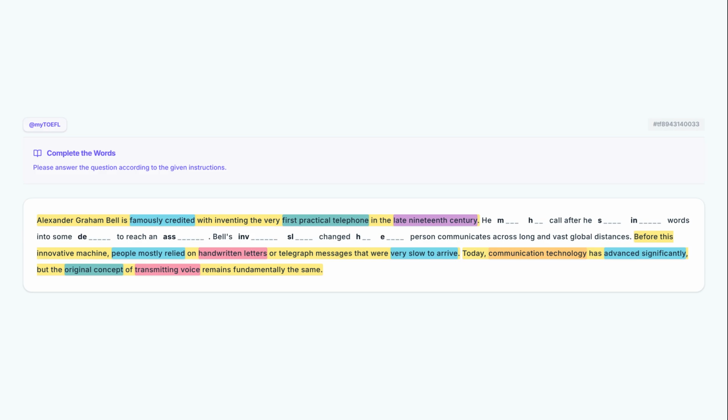We need a verb in the past tense to describe Bell's action regarding the telephone call. Since he was famously credited with the invention, it makes sense that he successfully performed the action. Therefore, the correct answer is made.